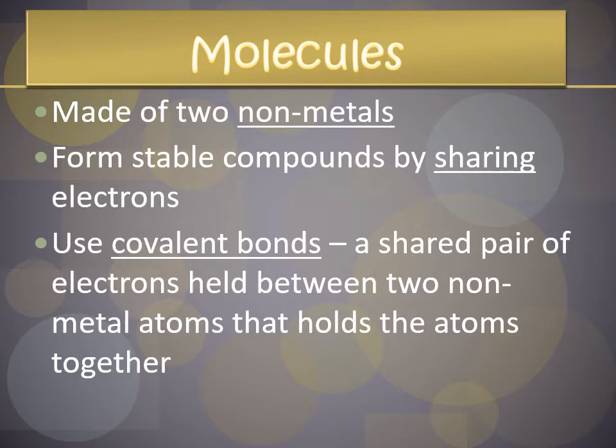And this is really different from ionic compounds because if you'll remember, ionic compounds are formed between a metal and a nonmetal. The metal is losing electrons and the nonmetal is gaining electrons. So there's a transfer of electrons going on in an ionic compound. In a covalent compound, you have two nonmetals sharing their electrons. So nobody's giving or taking, they're sharing their electrons. And the bond that's created when they're sharing their electrons is called a covalent bond.